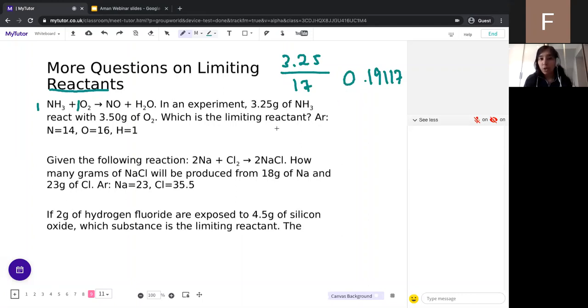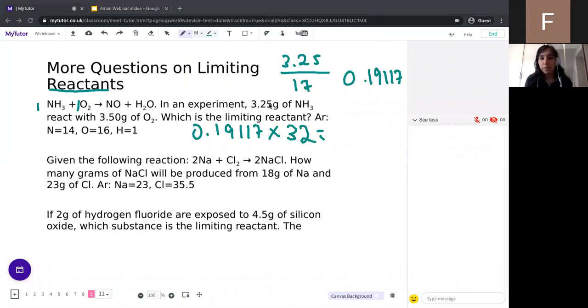So the mass of oxygen will then be the moles times the AR. The AR of oxygen is 32 because there's 2 oxygen, so oxygen goes around as a pair. So it would be 0.19117 times 32. What's that equal to? 6.1176 approximately. Okay, if we look at our question, we only have 3.5 grams of oxygen. So that means the limiting reactant is oxygen. There's not enough oxygen to react with 3.25 grams of ammonia.